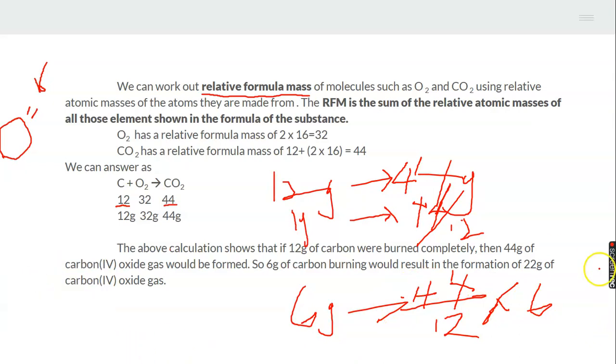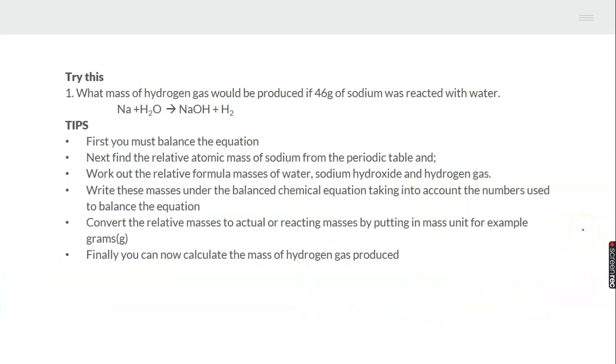Then we move to the next one. So I want you to try this. What mass of hydrogen gas will be produced if 46 grams of sodium was reacted with water? This sodium and water react together, giving you sodium hydroxide, and hydrogen gas is being liberated.